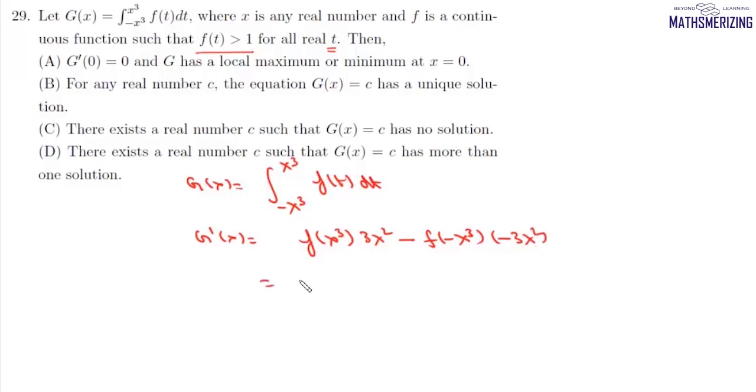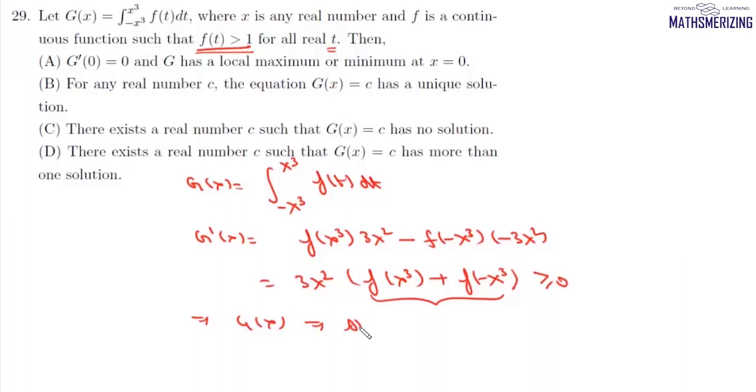Now here we can take 3x² common. We'll get f(x³) + f(-x³). Now for this function f, it is always greater than or equal to 1. So this value is always greater than or equal to 2, and 3x² is always greater than or equal to 0. That means this function g(x) is a strictly increasing function.